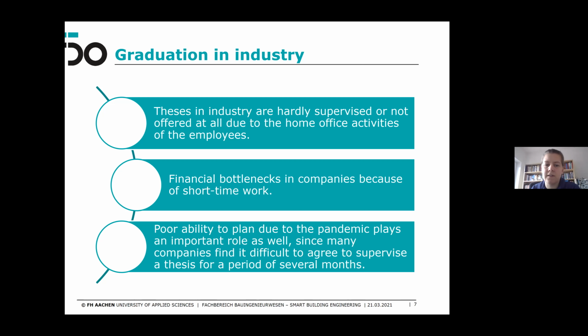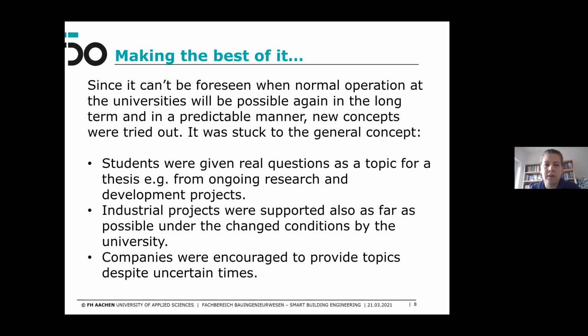Then we just sat down and made up our minds in our group about what we could do for those students. And in the end, we came to the conclusion that, of course, we can't change the pandemic and the situation at all, but what we can do is make the best of it. So what does it mean? Since it can't be foreseen when normal operation at the universities will be possible again in the long term and in a more or less, let's call it, predictable manner, we had to find new concepts.